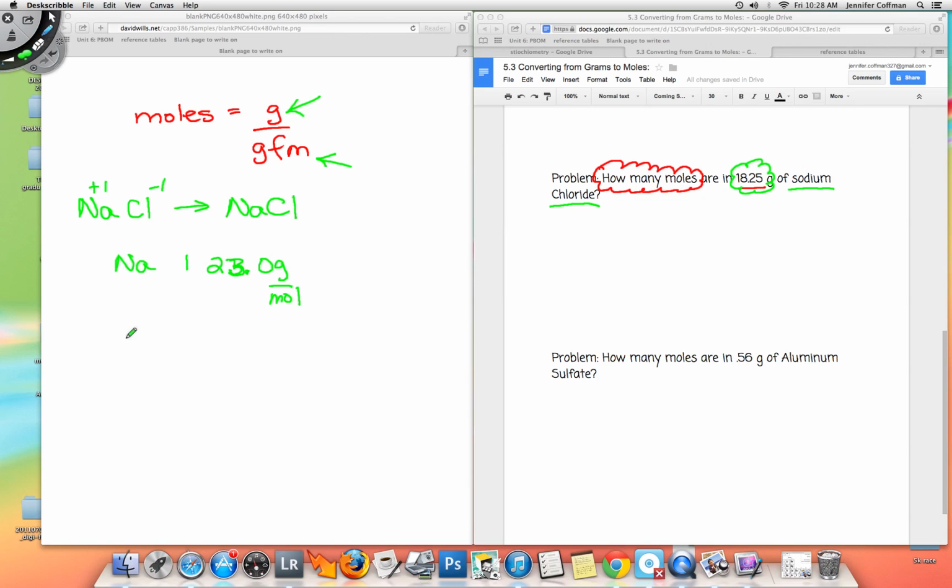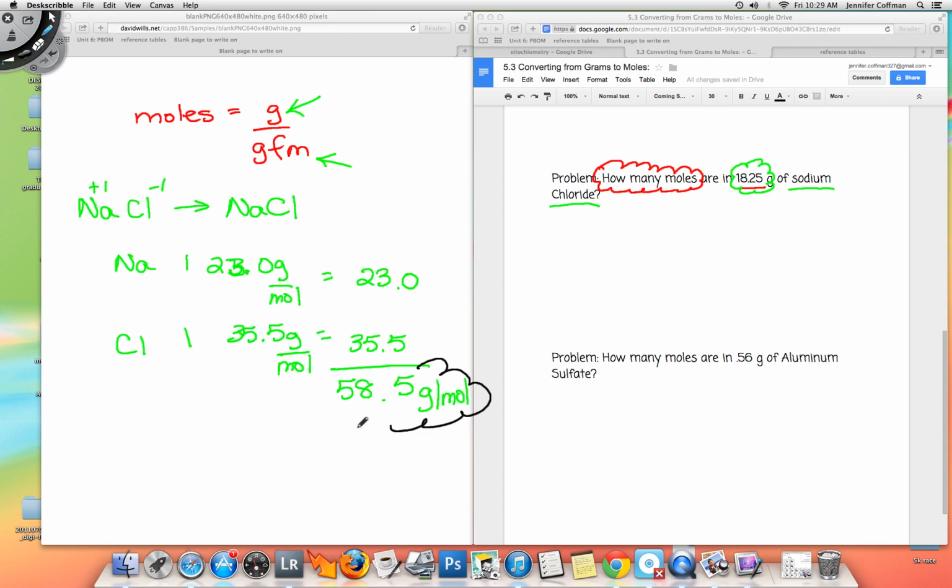Okay. And then we're going to do chlorine. There's 1 of them. You can look it up as well, but I know what it is, so it's 35.5 grams per mole. And then we're going to add those 2 up. So we've got 23.0 and 35.5, and that gives us 58.5 grams per mole. So that's my gram formula mass. That's what I calculated here.